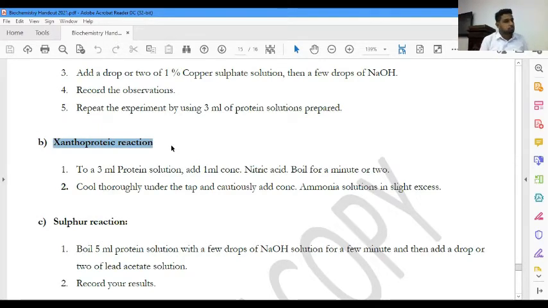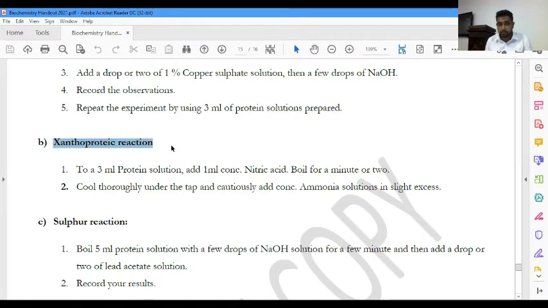And what do you think? Is it to distinguish all the proteins? Will all the proteins give positive results for xanthoproteic reaction? Anyone? Do you have any idea? Only aromatic group? Yes, only amino acids containing aromatic groups will give positive results for the xanthoproteic test. Okay, then we cannot say that all the proteins will give positive results for xanthoproteic reactions.